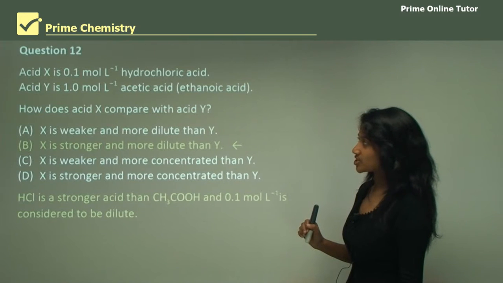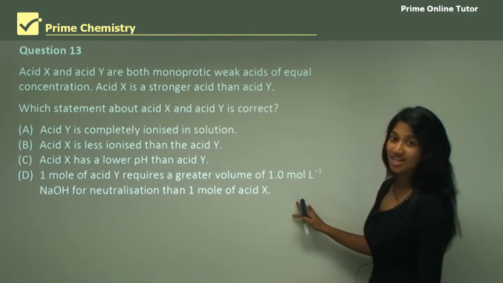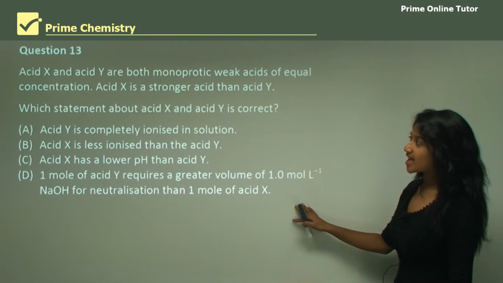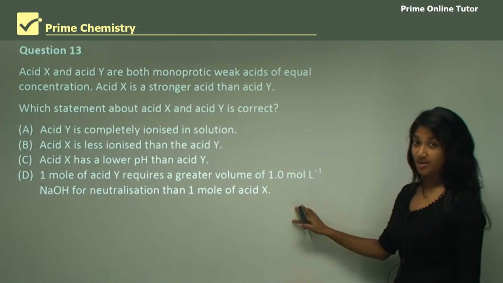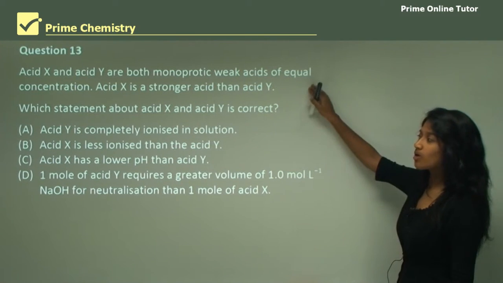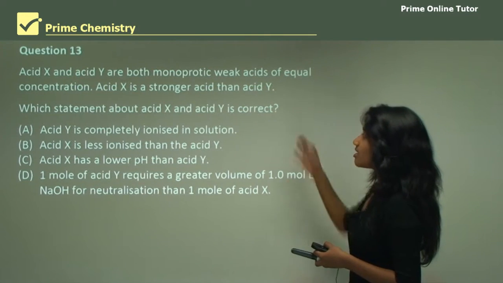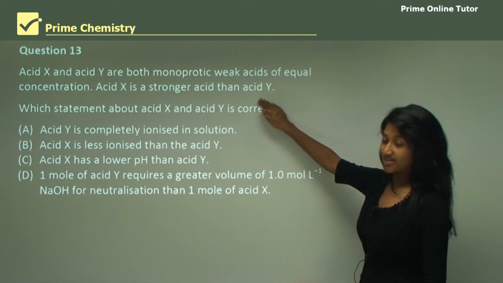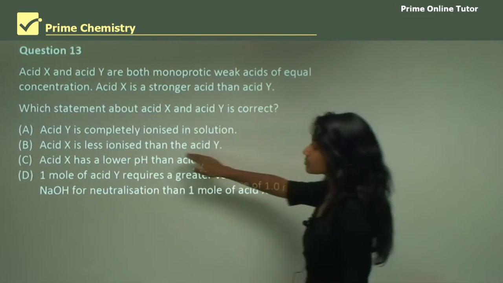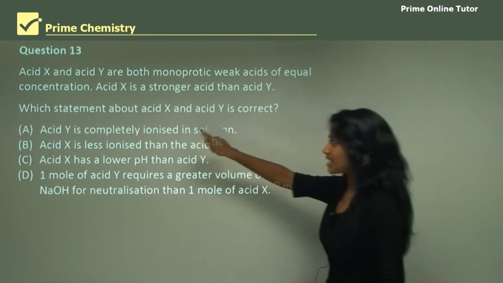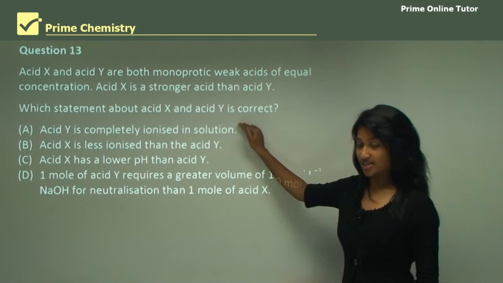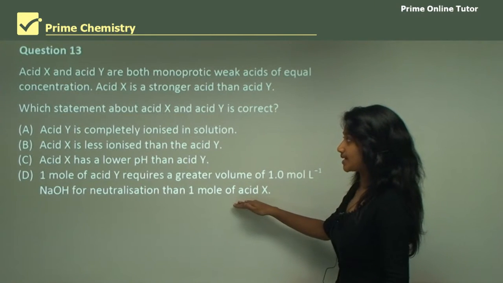Now moving to question 13. Question 13 states, acid X and acid Y are both monoprotic weak acids of equal concentration. Acid X is a strong acid, while acid Y is a weak acid. Which statement about acid X and acid Y is correct? Again, we have four options here.